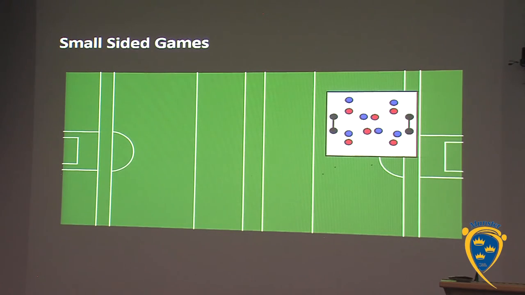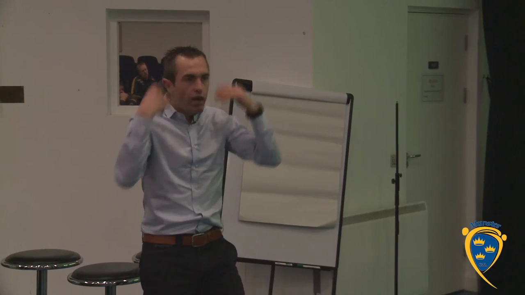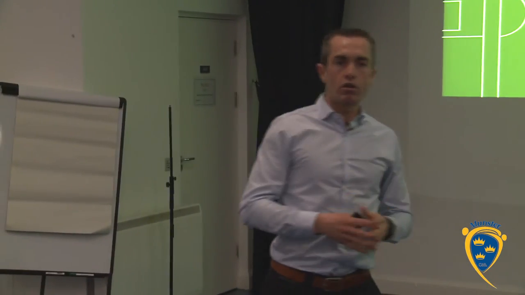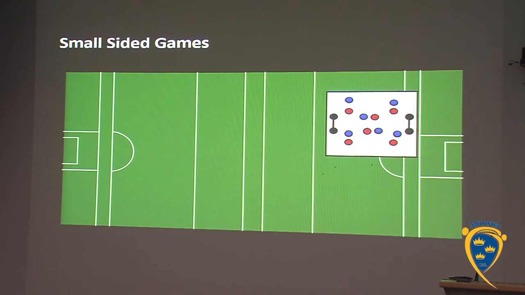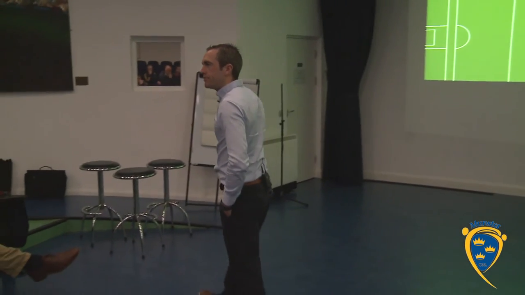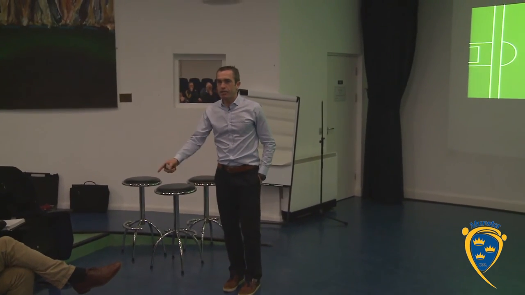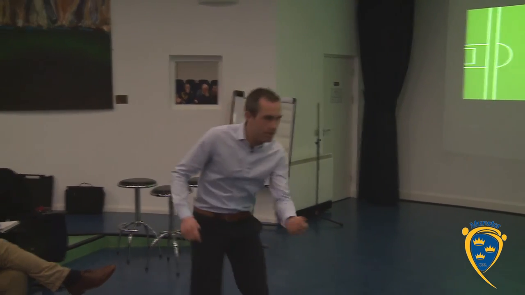But if we add goals, now we have attack and defense. Now players have to think about, oh, I need to protect the goals here. And when I'm in possession, I need to score. So it's more like the game that they're going to be playing. But what is the number one skill performed to keep possession in that area? Hand pass, isn't it? I'll hand pass it, we'll run around, we'll hand pass it here, we'll hand pass.